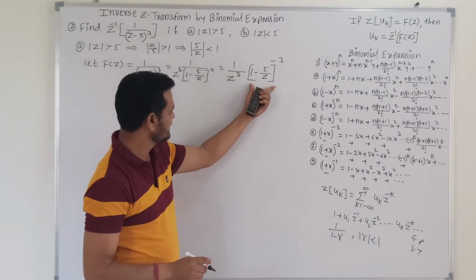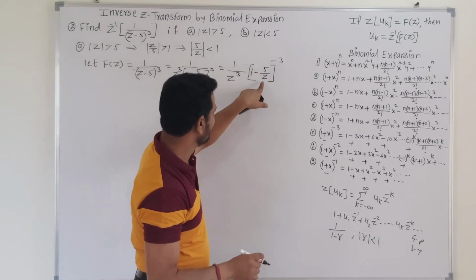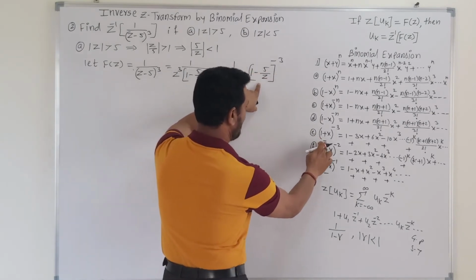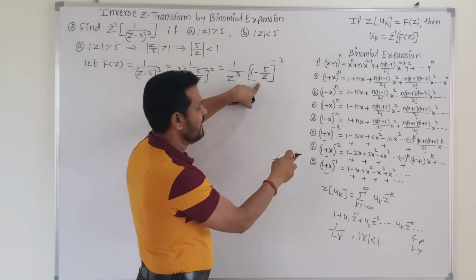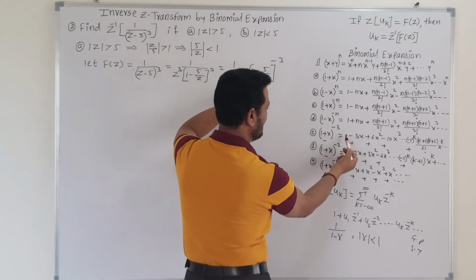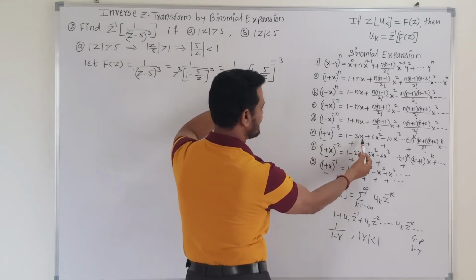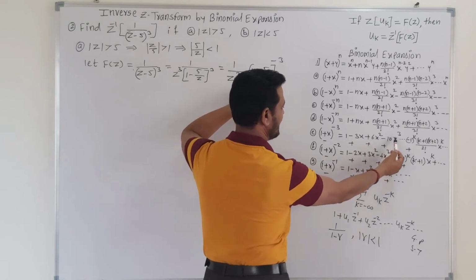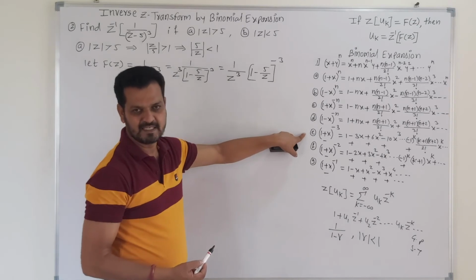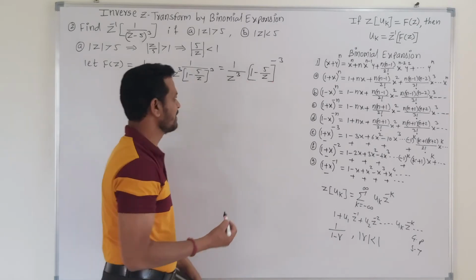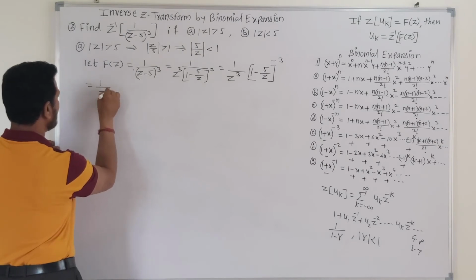So now friends, this term is in the form of 1 minus x raised to minus 3. So this formula number e is applicable. Its expansion is 1. So here minus is the middle sign. So 1 plus 3x plus 6x square plus 10x cube and so on. So this formula is applicable. That means result e is applicable to expand this term. So we can rewrite this as 1 upon z cube.